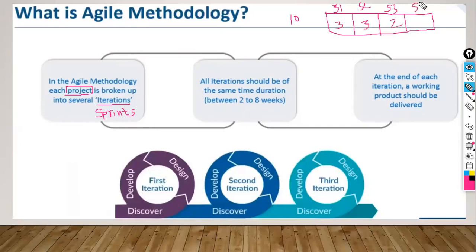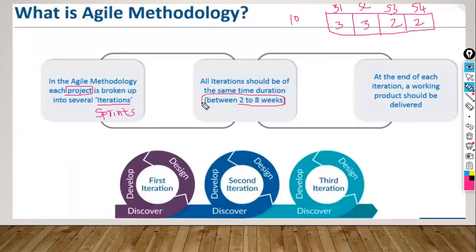And in sprint 4, 2 functionalities. Now, the entire 10 functionalities that we need to develop, we are going to divide into different sprints. In each and every sprint, we are going to assign a few functionalities that need to be developed, right? And each sprint has a duration of 2 to 8 weeks.